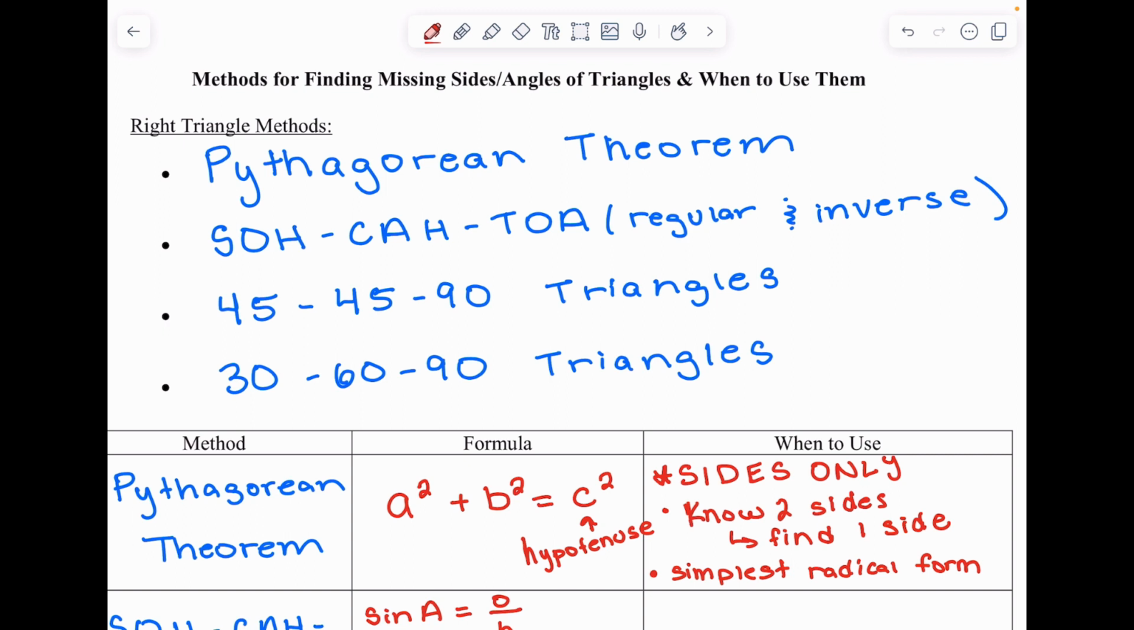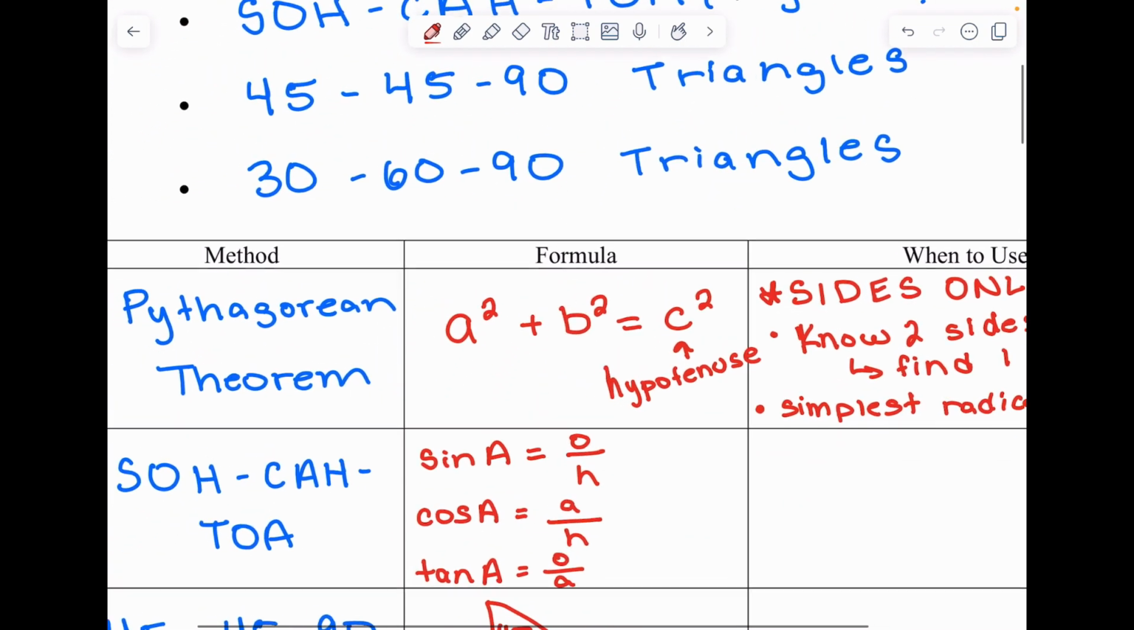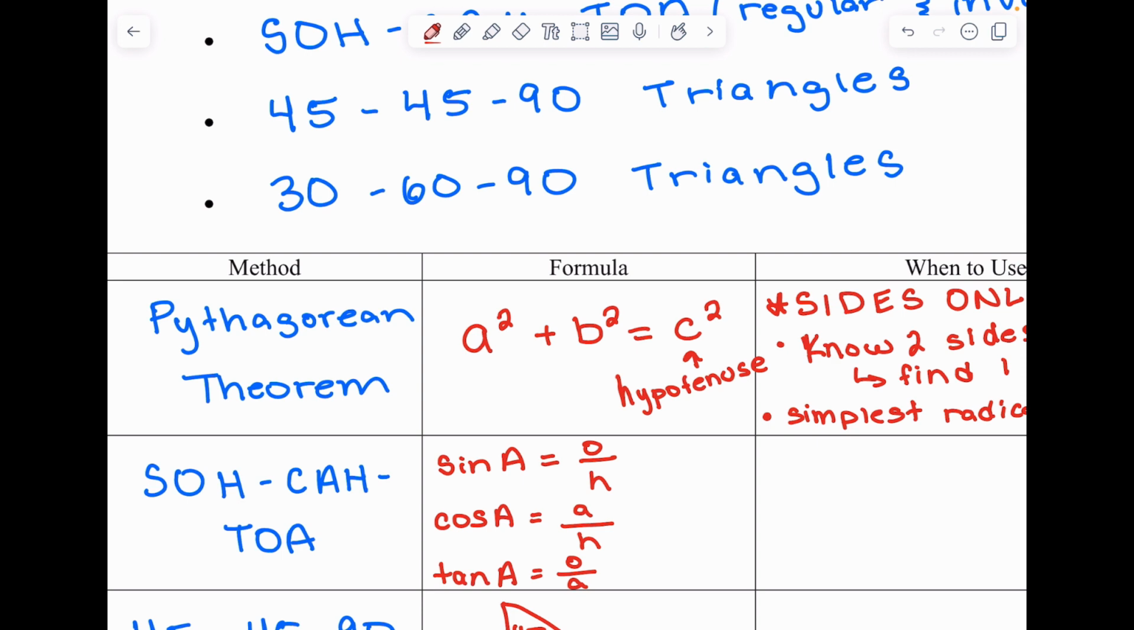So the big idea for Pythagorean theorem is that it's sides only. If you know 2 sides, you can find the third side. Now let's talk about SOHCAHTOA. SOHCAHTOA helps us remember our ratios. So the sine of an angle equals O over H, opposite over hypotenuse. Cosine of an angle equals A over H, which is adjacent over hypotenuse. And the tangent of an angle equals O over A, opposite over adjacent.